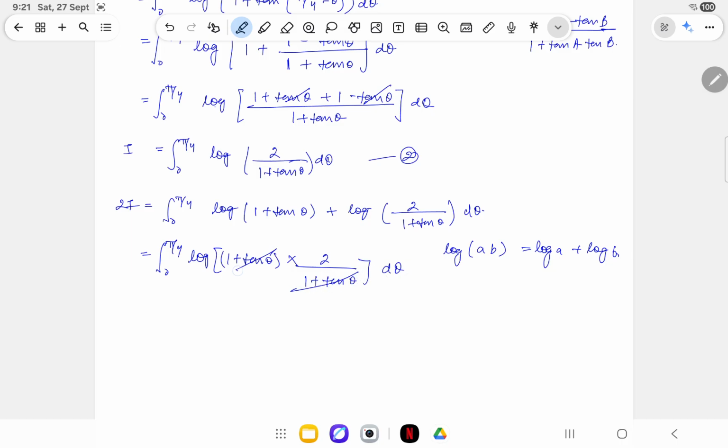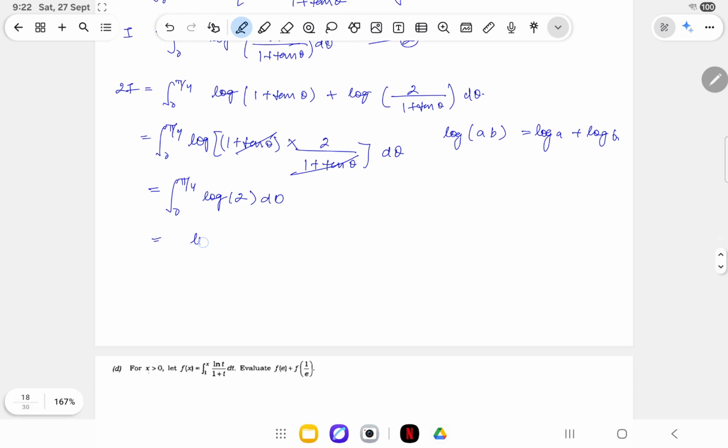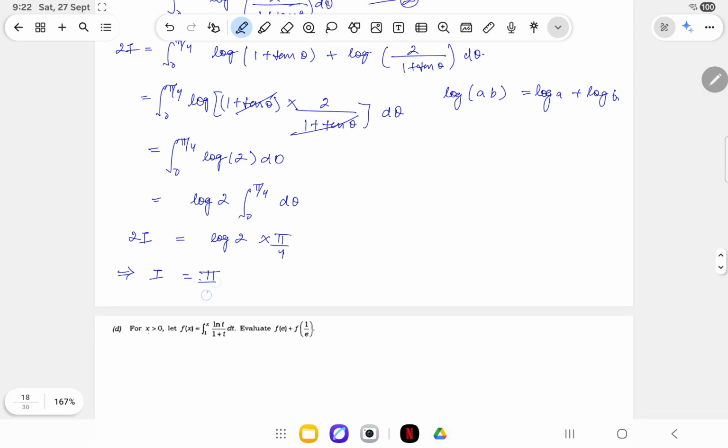This 1 plus tan theta balances the one in the numerator, so it reduces to integration from 0 to pi by 4 log 2 d theta, and this log 2 is basically a constant, so we can pull it out of the integration. So we'll be left with log 2 integration from 0 to pi by 4 d theta. So it is log 2 into pi by 4. But remember that on the left hand side we have 2I, and we're supposed to find out the value of I. That will be pi by 8 into log 2, and that's what we are basically supposed to find in this question. So let's move on to the next question.